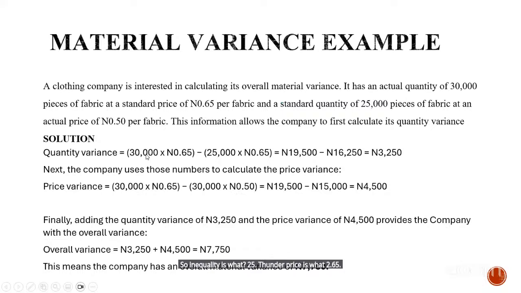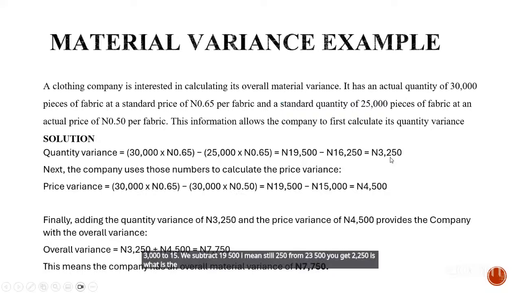By the time you multiply this, you get 19,500 minus 25,000 times 65 could give you what? 60,250. When you subtract 19,500, 16,250 from 19,500, you get 2,250, which is the quantity variance.